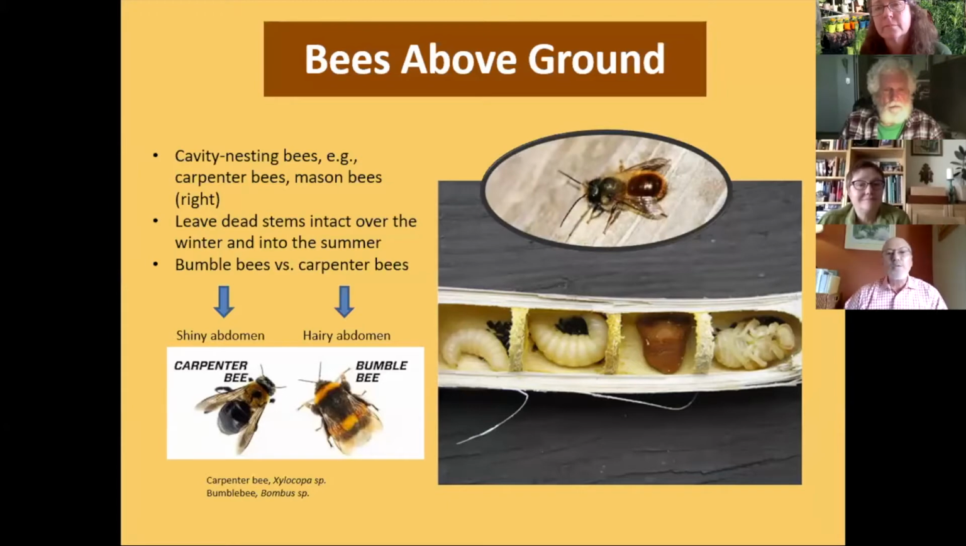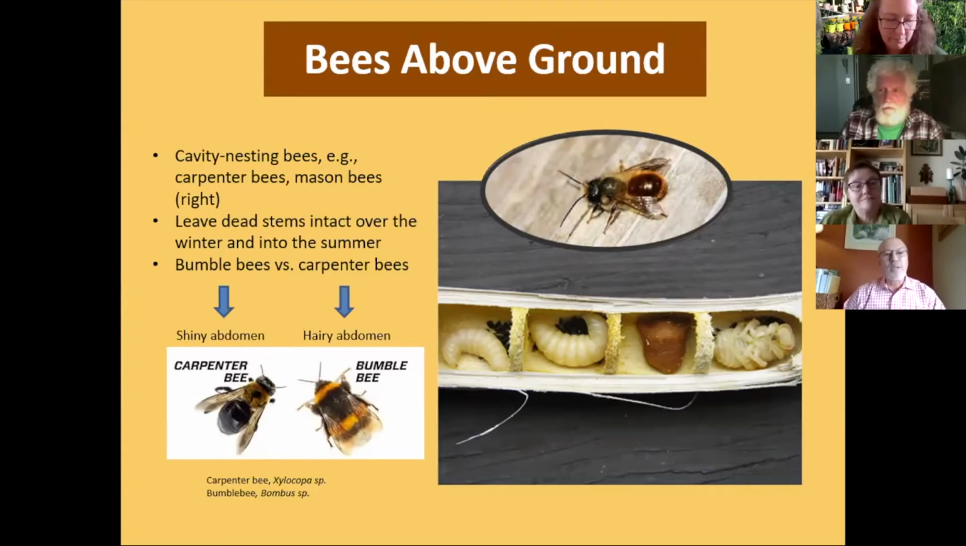And to your right, you see in the oval a mason bee, which is about the size of a honeybee. And below her is a dried stem that she has laid eggs in, and they've turned into larvae. And you see on the far right a pupa that is going to emerge soon as an adult mason bee. And they are also pollinator bees. So it's good for you to leave the dead stems intact over the winter and into the summer. And I'll give you a little bit of a description of how to do that in just a moment.